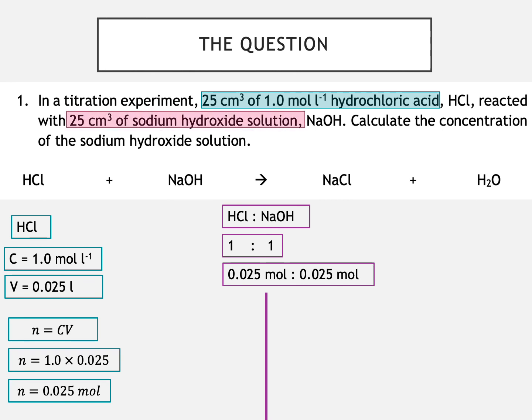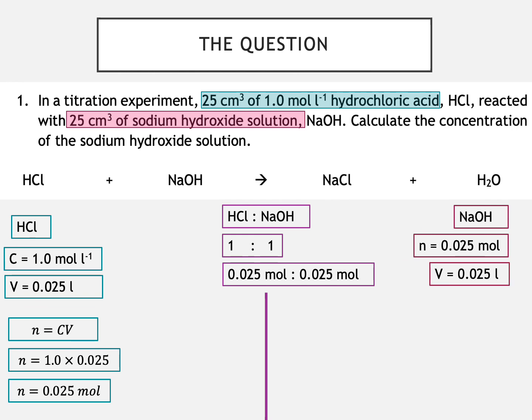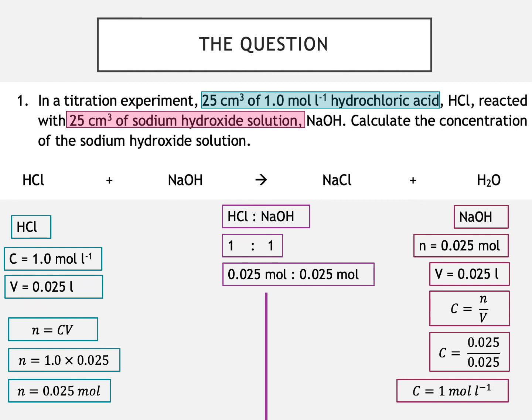So we're almost there. We know we've got 25 centimetres cubed of sodium hydroxide, so let's make the right-hand side our sodium hydroxide side. So we've calculated we've got a number of moles of 0.025. We also have a volume of 0.025. Again, it's in litres, not centimetres cubed. This time we're going to rearrange the equation. The concentration equals the number of moles divided by your volume. Again, sub in your information. 0.025 divided by 0.025 gives you a concentration of 1 mole per litre.